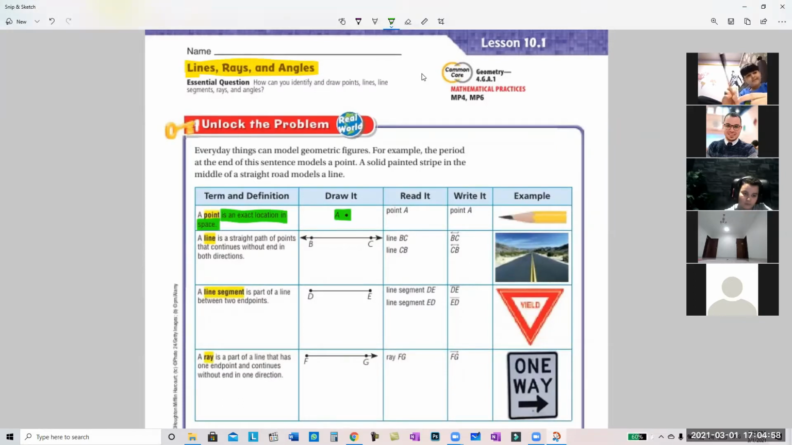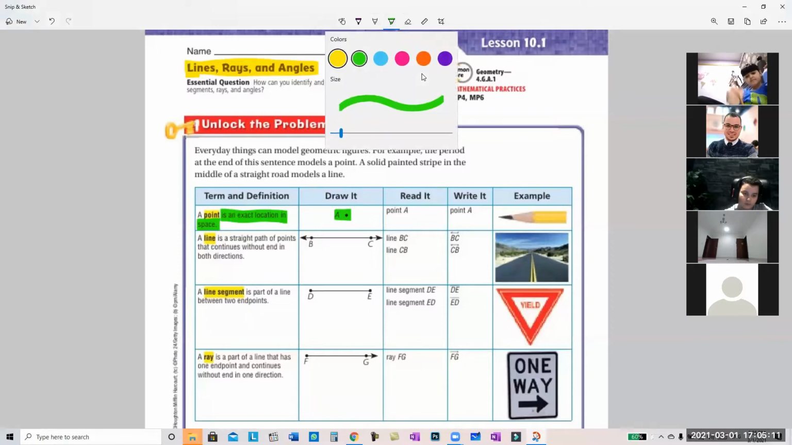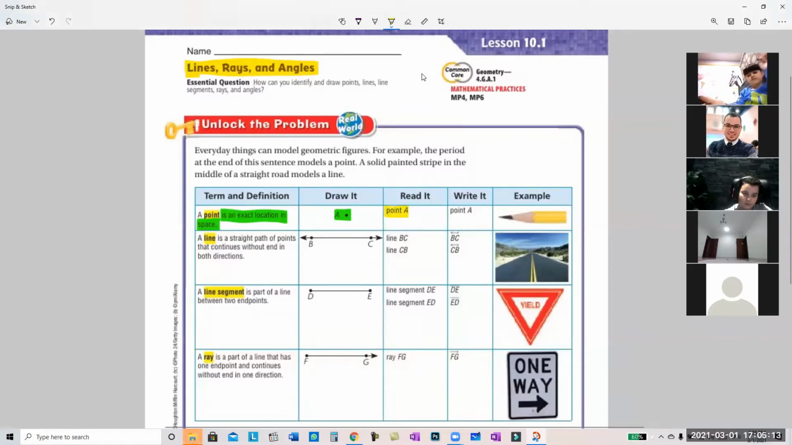Okay, so we can draw a point like that and you should name it with a letter, like A and B and C and so on. We can read it as point A and we can write it as point A, and use your pencil to do it on your paper like that. So that's the meaning of a point, and how we can write it and read it.